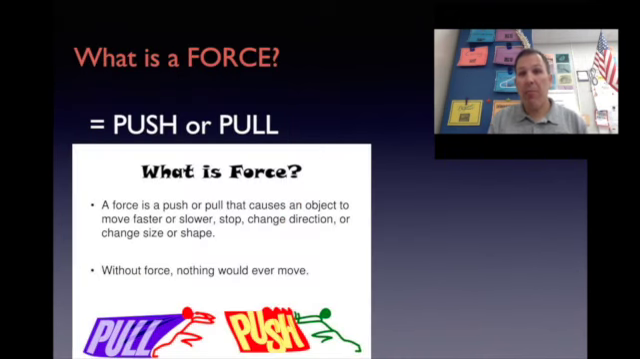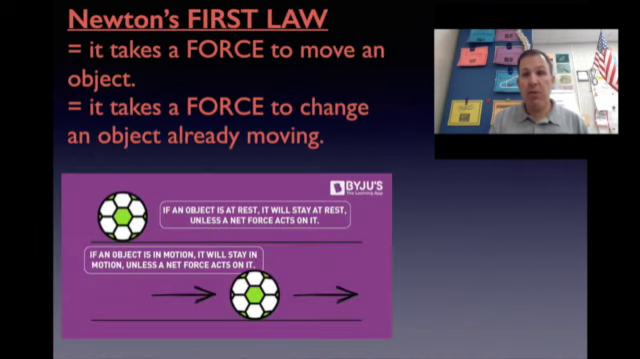All right, and remember, let's review what a force is. It's any push or pull, and it can cause an object to move faster, move slower, or stop, or change direction. And so without forces, things wouldn't move, right? Pushes or pulls. Okay, so Newton's first law: it takes a force to move an object, or it takes a force to change an object that's already moving. Basically, it's saying things don't move unless you give them a force. It'll just stay there. And if something is moving, it will stay moving forever in whatever direction it's going, unless a force changes it or stops it.